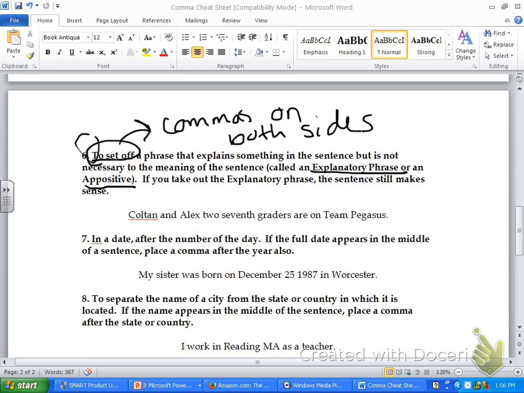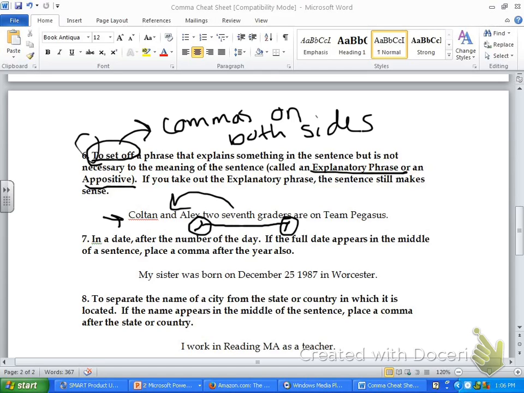Okay? So here's our sentence. Colton and Alex, 2 7th graders, are on Team Pegasus. So 2 7th graders is our appositive or explanatory phrase. So we need commas on either side. Okay? This phrase explains a little bit more about Colton and Alex, but if we took it out, the sentence would still make sense. Colton and Alex are on Team Pegasus.